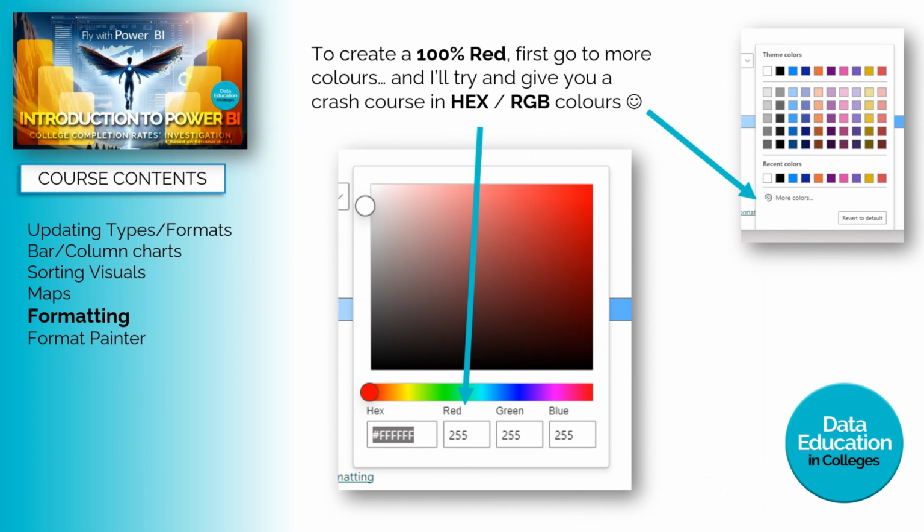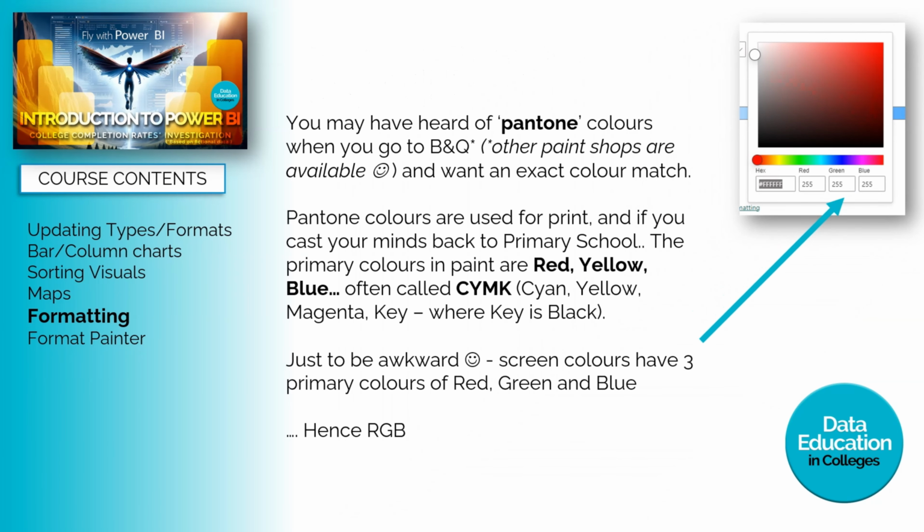Let's see if I can give you a crash course in hex and RGB. This is how you pick your specific colours. If you remember back to primary school, you were told that primary colours are red, yellow and blue, often called CMYK. Screen colours are different. They're red, green and blue, hence RGB. You've also got hex options, but we'll stick with RGB here.